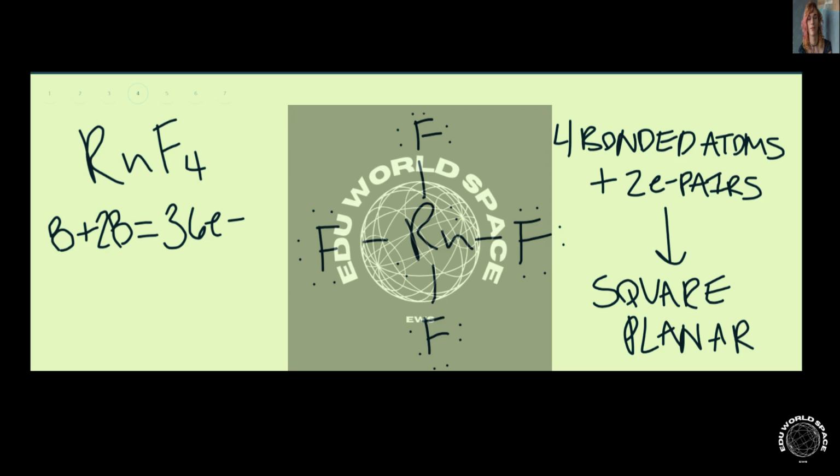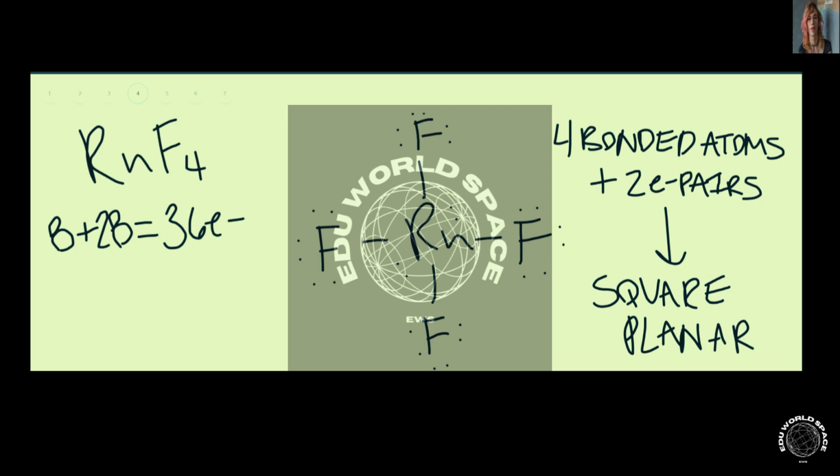The next one we have is RnF4. We know that radon brings 8 valence electrons and each of our fluorines brings 7 valence electrons. That gives us 36 electrons overall. So again, we just draw our central radon atom and our fluorine atoms surrounding it with single bonds, and then we fill in the octet on our fluorine atoms. After we do that, we have just 4 electrons left over, so we put 2 lone pairs of electrons on our central radon atom.